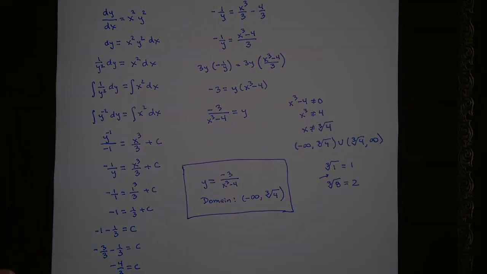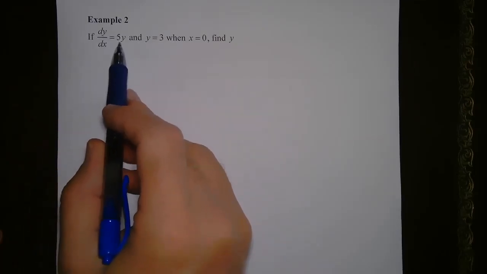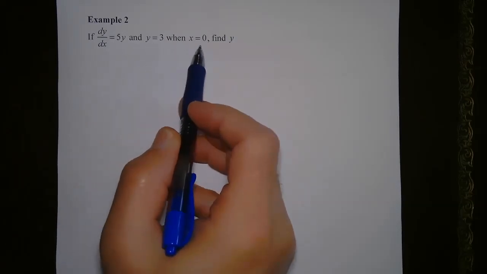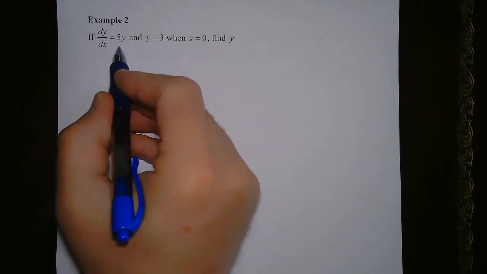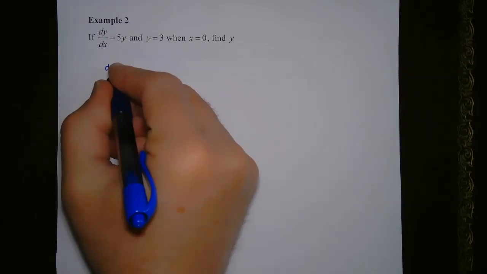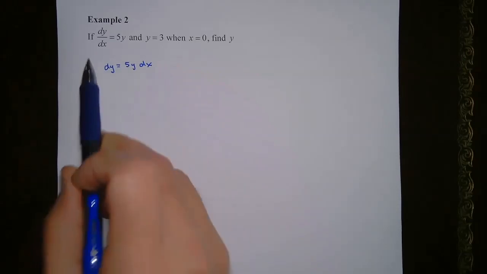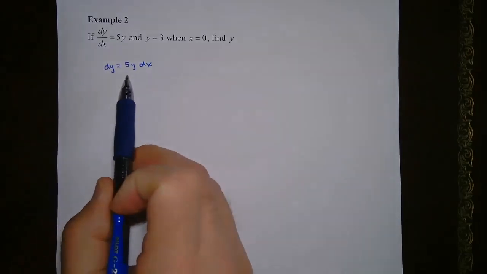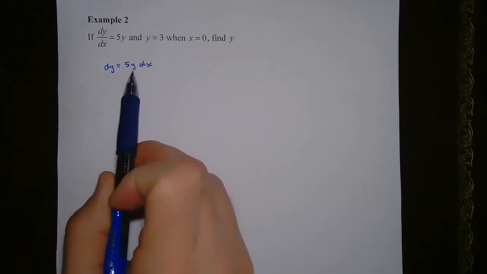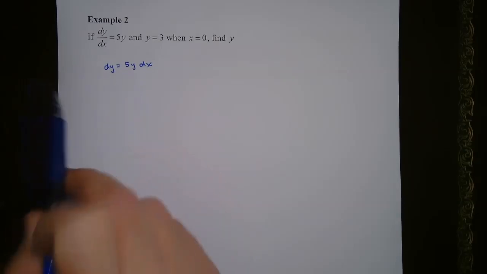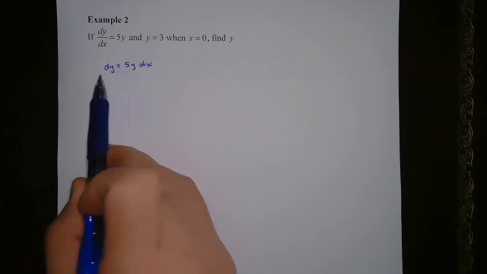All right, for this next example, example 2, if dy over dx is equal to 5y and y equals 3 when x equals 0, find y, okay? So dy over dx is equal to this 5y, so that would mean dy is equal to 5y dx. So I multiply both sides by dx, okay? And then the next thing I can do is multiply, because remember, I want to get the y's and dy's on the same side. So this y right here, what I want to do is multiply both sides by 1 over y.